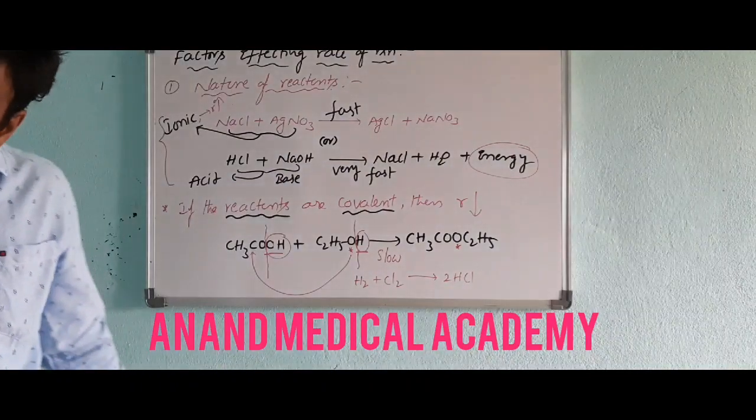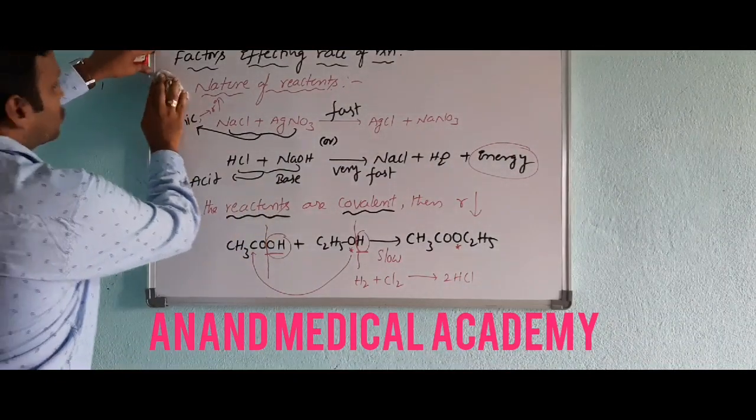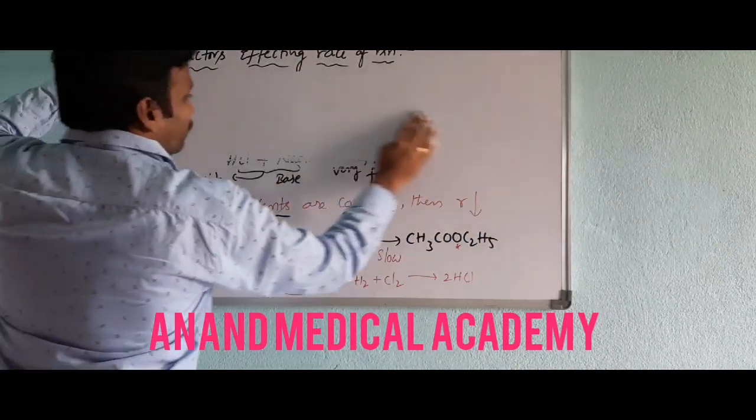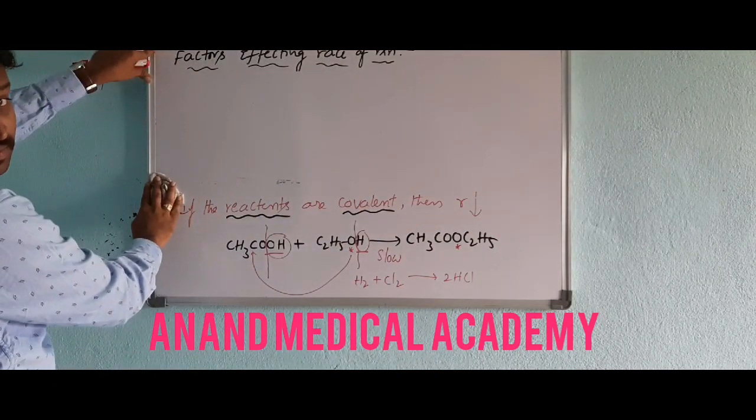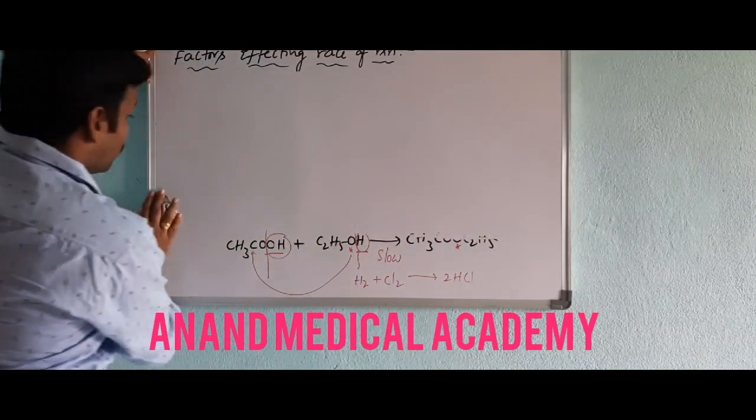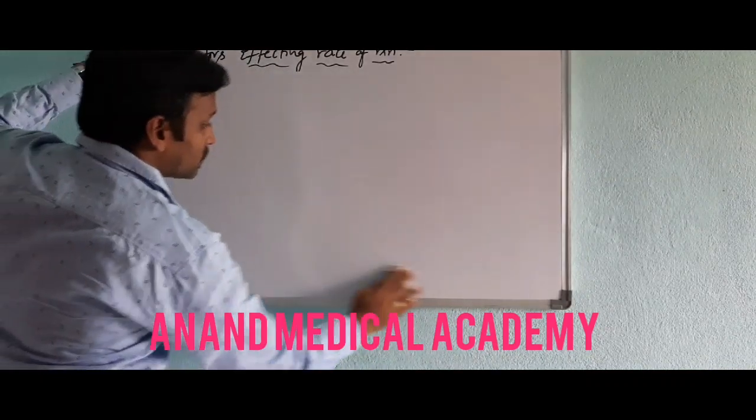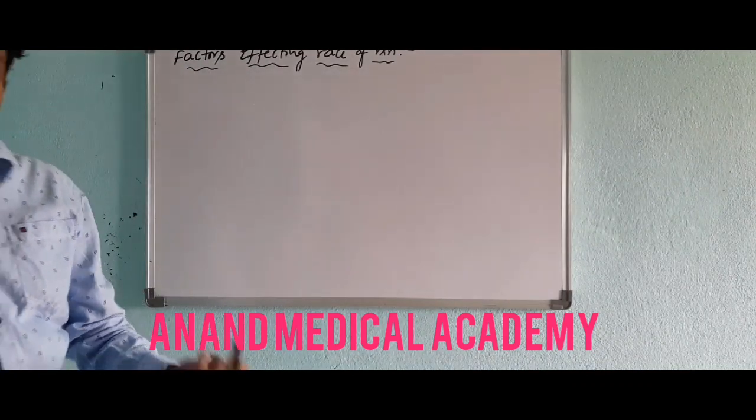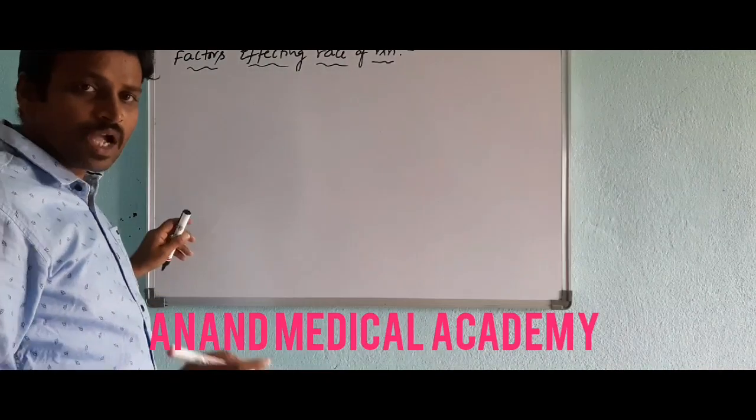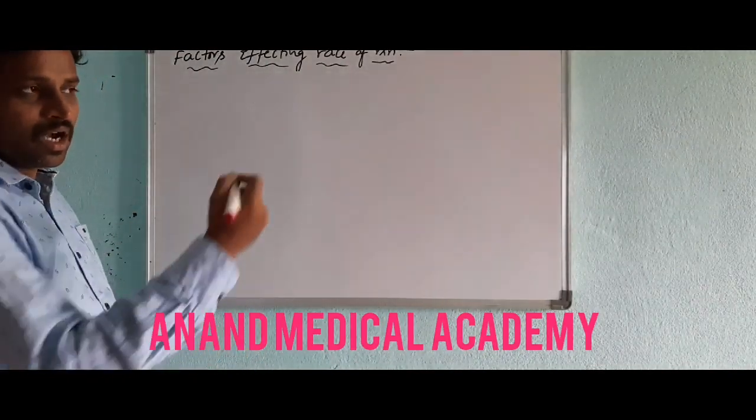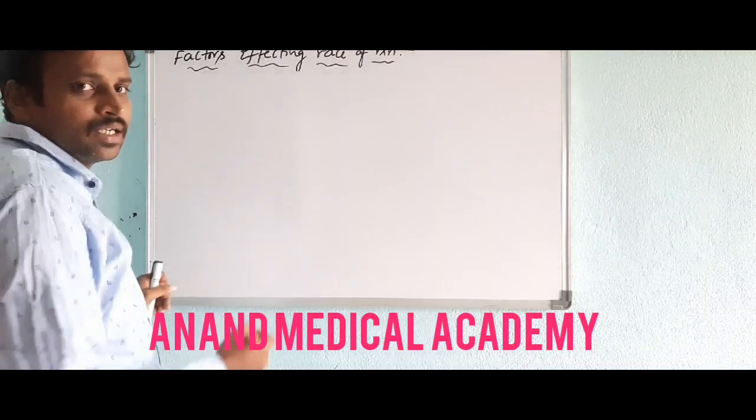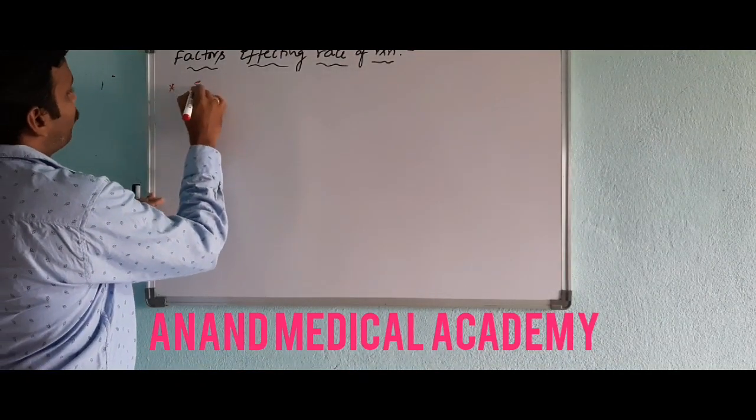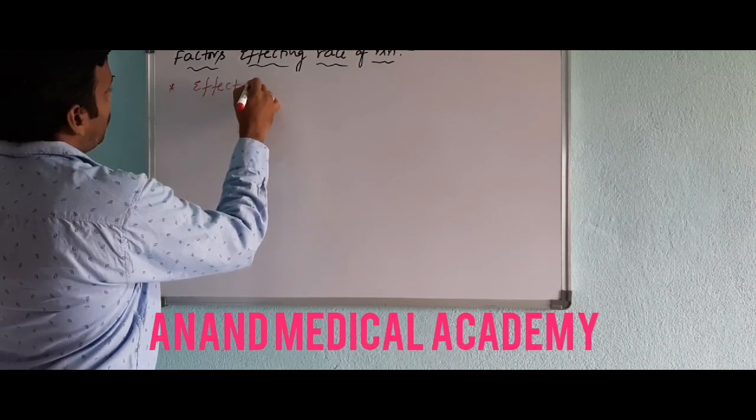Thank you. The next factor we have to discuss is the effect of concentration. You know this already, because without that we cannot understand the equilibrium constant. In chemical equilibrium, you can understand the effect of concentration, how to calculate it, how to write the Kc formula. If you revise, certainly you can understand this effect of concentration.